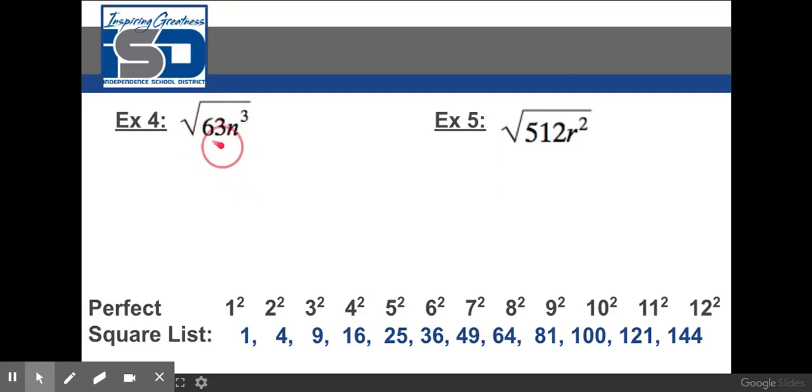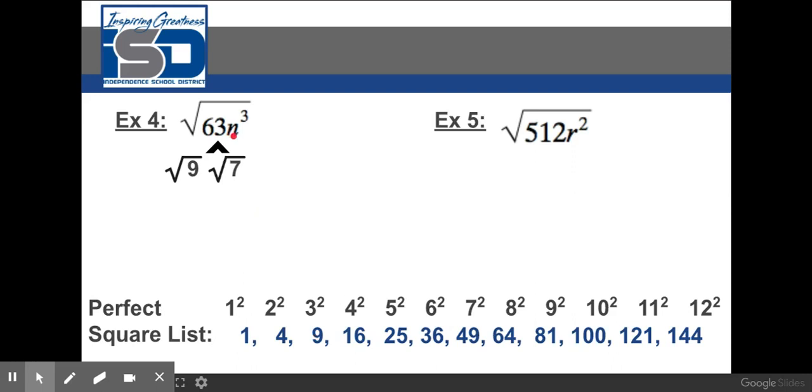So let's break down 63, divide it by perfect squares. I'm going to start pretty low for this one. 25 times 2 is 50, so I'm going to go ahead and start with 16. 63 divided by 16 does not work. 63 divided by 9 does. It's 9 and 7. Take the square root of both of those.